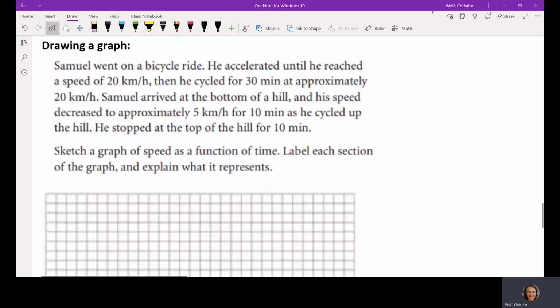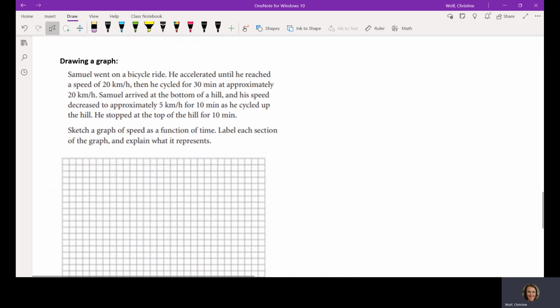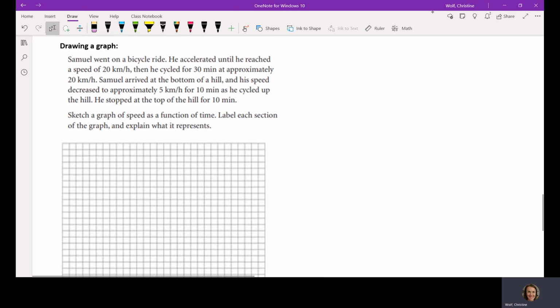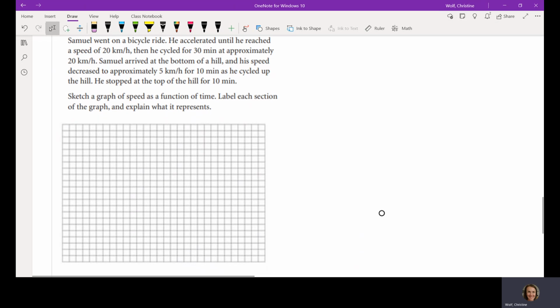That might help you. All right, this one here is where we have to draw. So Samuel went on a bike ride. He accelerated until he reached a speed of 20 kilometers an hour. He's rolling at 20 kilometers an hour. He did that for about 30 minutes. Samuel arrived at the bottom of a hill, and his speed decreased to approximately 5 kilometers an hour for 10 minutes as he cycled up the hill. He stopped at the top of the hill for 10 minutes. Sketch a graph of speed as a function of time.